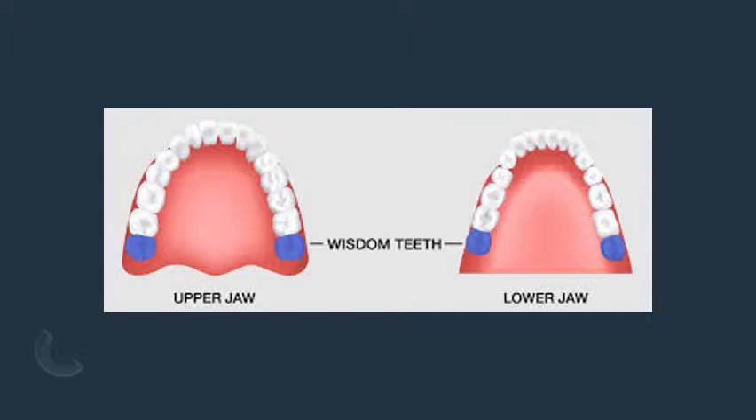When you are old enough, like 17 to 25 years, that time you will get these wisdom teeth. Till then you will have only 28 teeth. Okay, till the age of 17 you will have only 28 teeth. Then after 25 years you will have 32 permanent teeth. You can check with your parents in their own jaws. They will have 32 teeth.